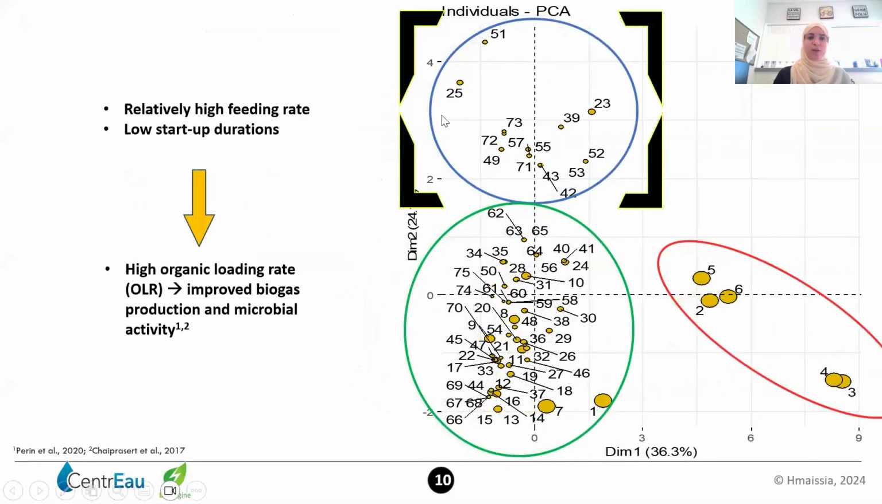The first one, with small circles, is characterized by a relatively high feeding rate, and this led to a low startup duration. We concluded that a high organic loading rate, which is the rate at which we introduce organic waste into the reactor or the digester, could improve biogas production and microbial activity, to a specific extent. We cannot increase it to infinity. And this was also found in the literature by other researchers.